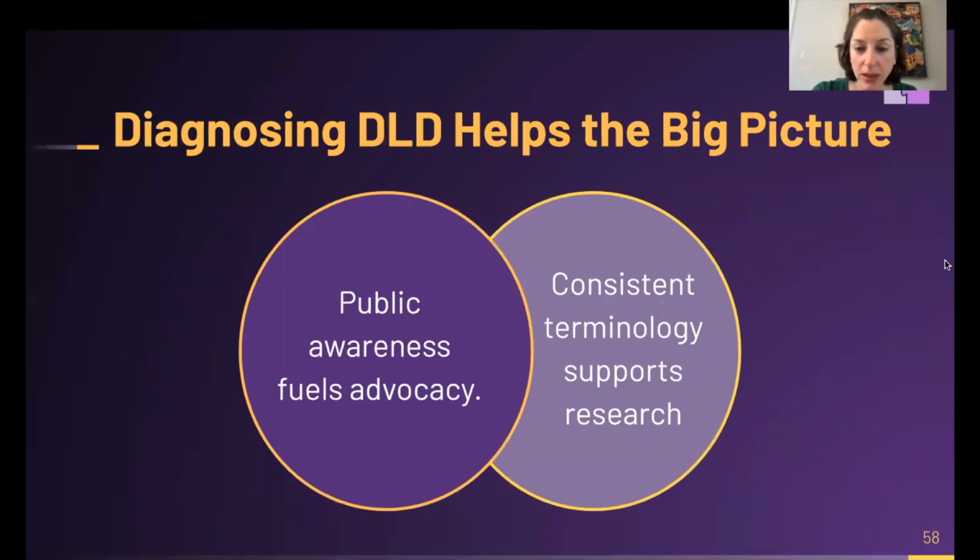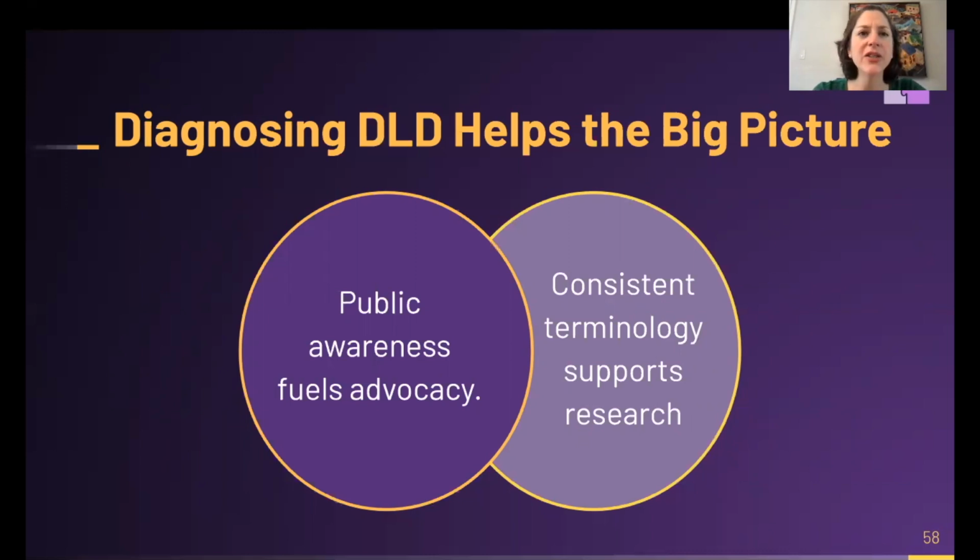We've talked about how diagnosing DLD helps SLPs, families, and individuals with DLD themselves. We also want to offer you the idea that widespread diagnosis of DLD helps the big picture in terms of advocacy and research. First, we need public awareness to fuel advocacy efforts. The dyslexia advocacy movement is a great illustration of this concept. The movement started with parents coming together, forming grassroots groups, and advocating to schools, communities, and their states to gain recognition of dyslexia as a disability and for provision of services and accommodations that people with dyslexia need.